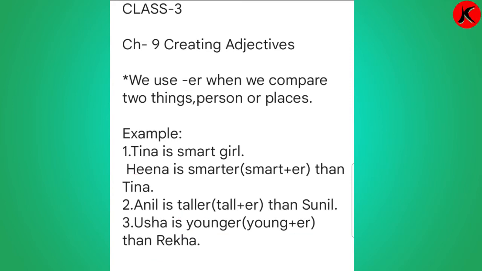See again, Tina is a smart girl. But after Tina, Hina is also there in the class. So Hina is smarter than Tina. Anil and Sunil, they are two boys. Sunil and Anil are at the same height, right? But Anil is taller than Sunil. They look alike, but when we see them standing, we come to know that Anil is taller than Sunil.